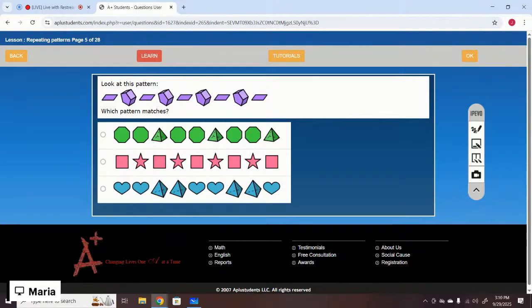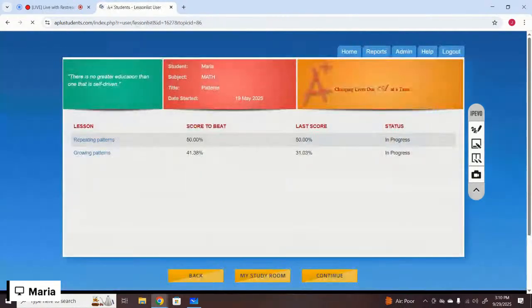Look at this pattern. Which pattern matches? Option number two is the correct option. Okay, you can complete the lesson by yourself later today. Let me just move on to the next lesson.